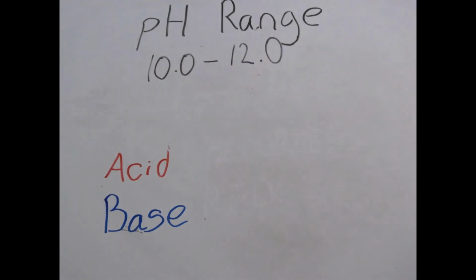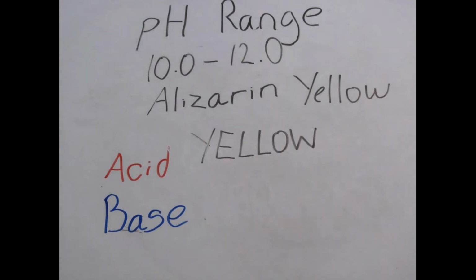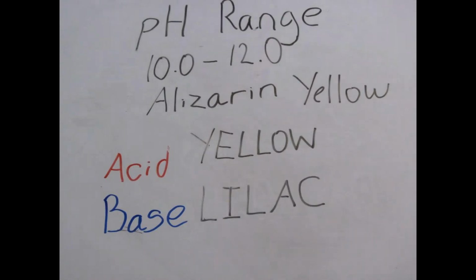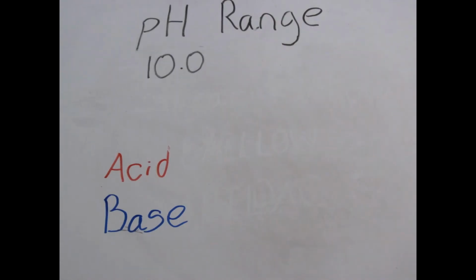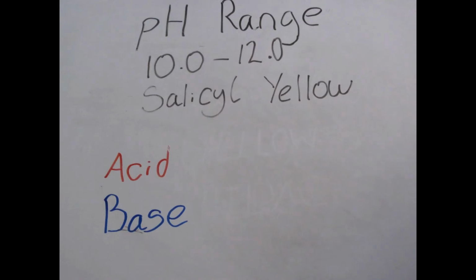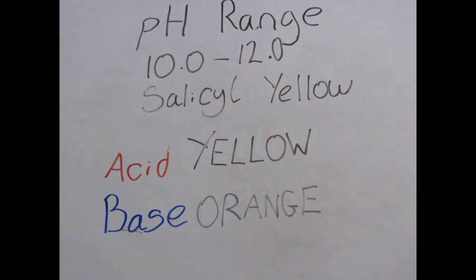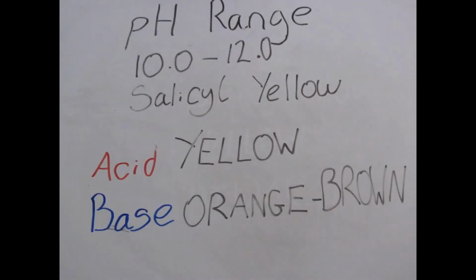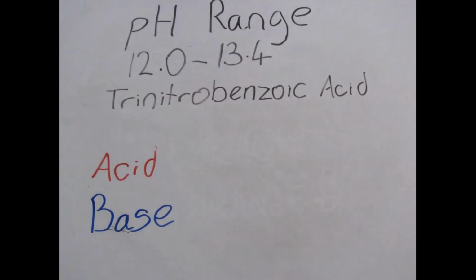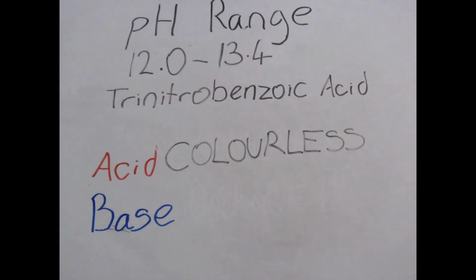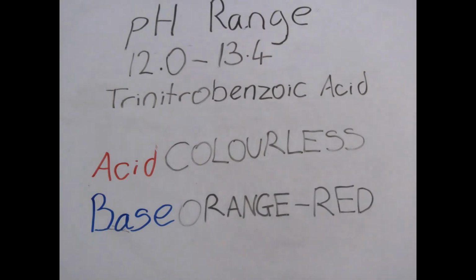10.0 to 12.0, alizarin yellow. Acid appears yellow and a base appears lilac. Again, 10.0 to 12.0, salicylic yellow. Acid will appear yellow, the base will appear an orange-brown colour. 12.0 to 13.4, trinitrobenzoic acid. Acid will appear colourless, the base will appear an orange-red colour.